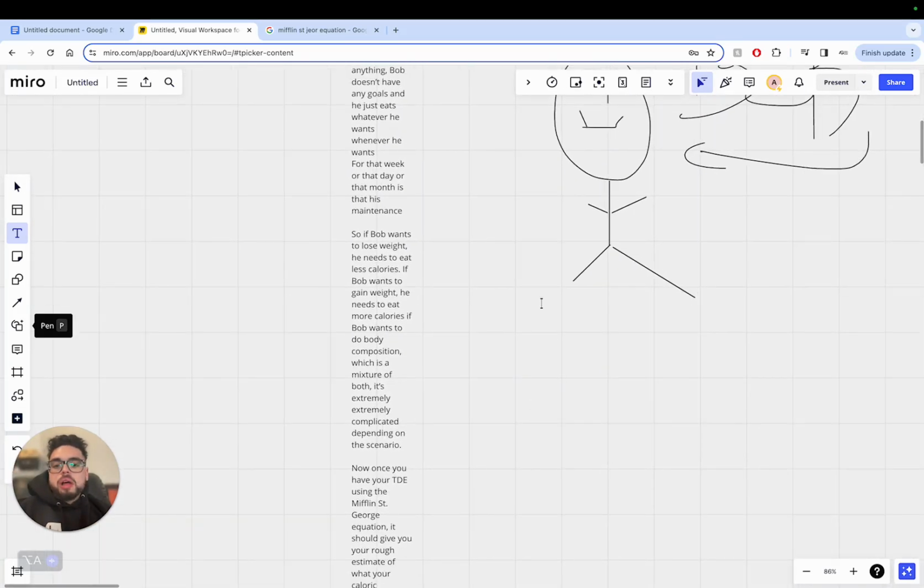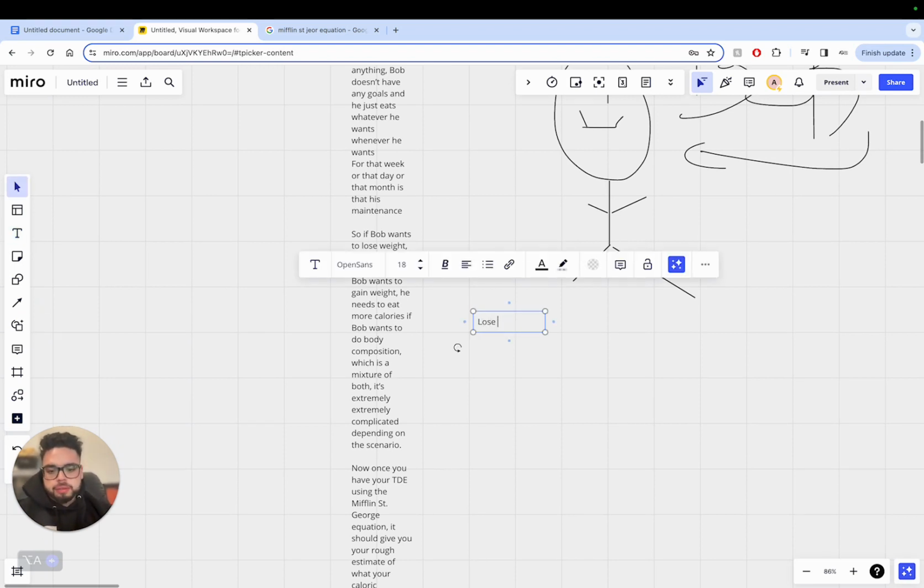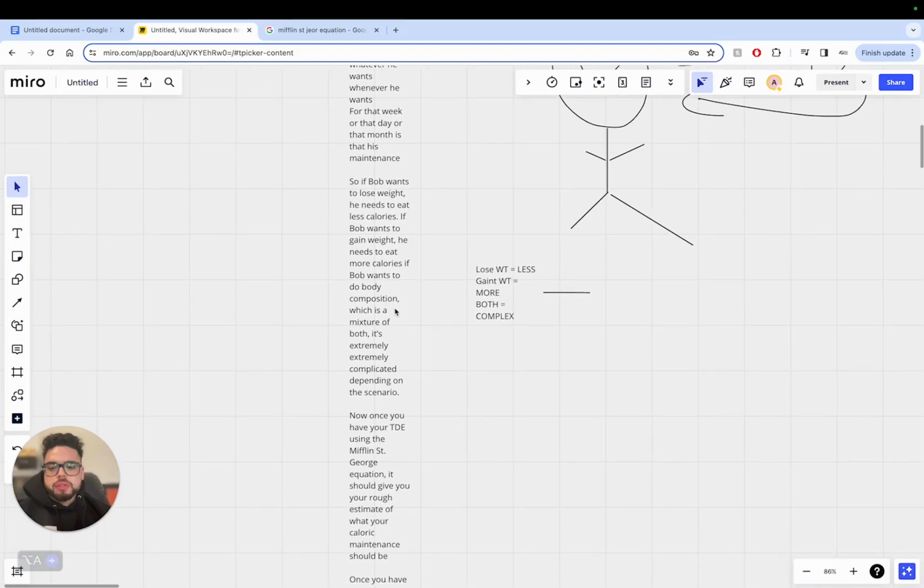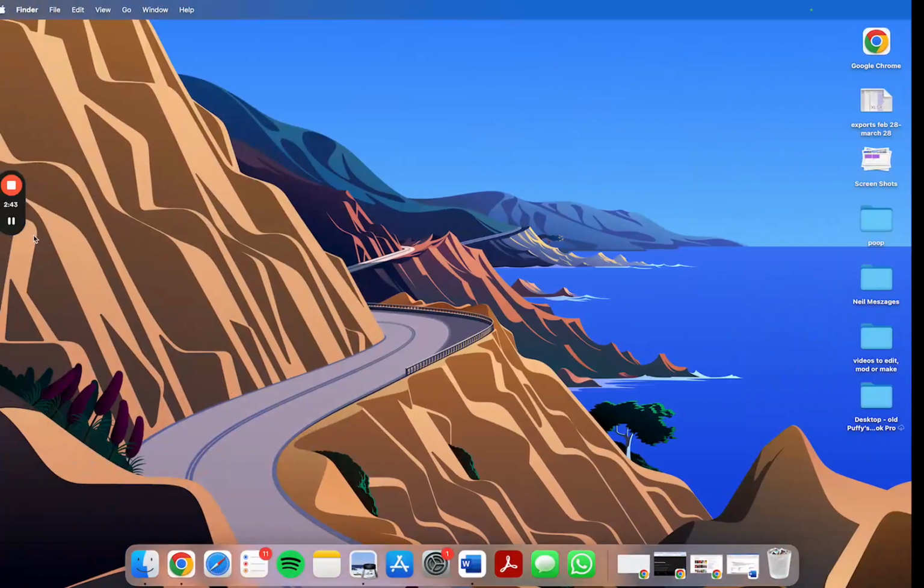So now, if Bob wants to lose weight, here's important stuff. To lose weight, he needs to eat less. If he wants to gain weight, which I know 99% of you are not wanting to do, you need to eat more. And if you want to do both, so body recomposition, it's complex. It's not easy for me to just give you a straight up answer. But that's okay. So body recomposition, let me give you an example.